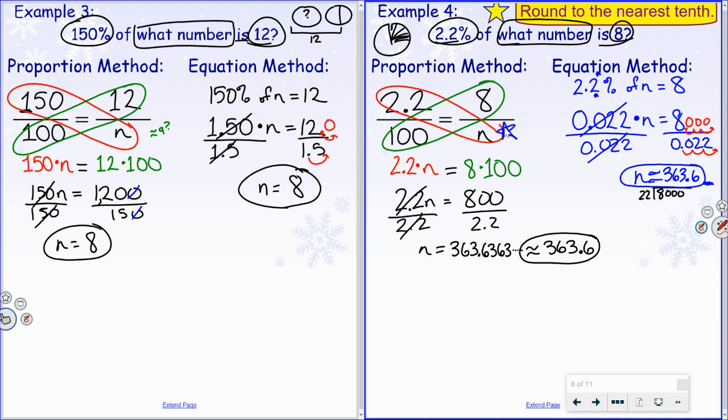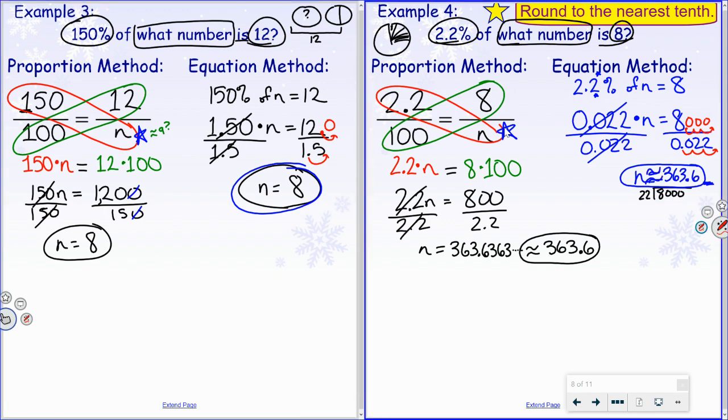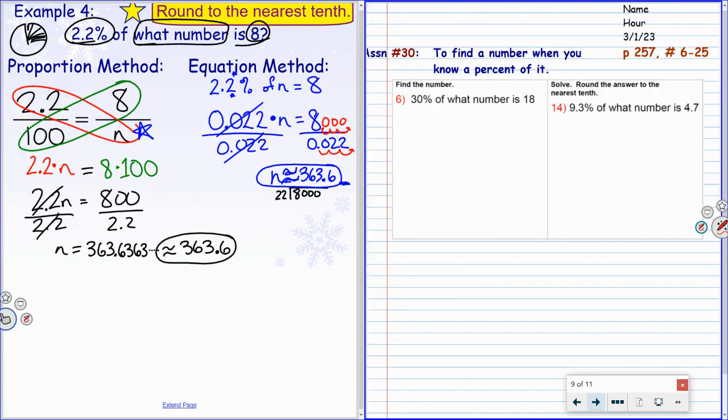On the right example, we were comparing 8 to n. On the left example, we're comparing 12 to n. On the left example, we actually had a very nice integer answer, but not so much on the right. If you need, and if directions warrant, please round it to the nearest tenth place.